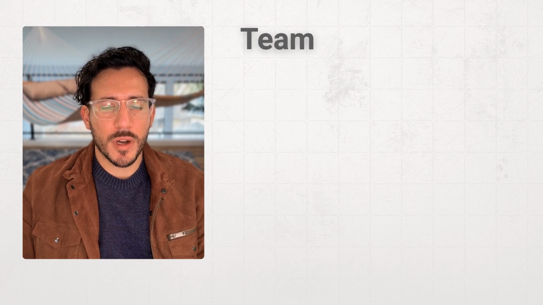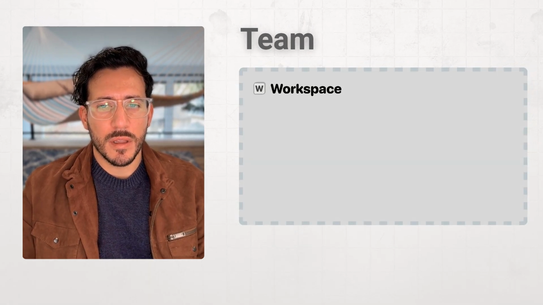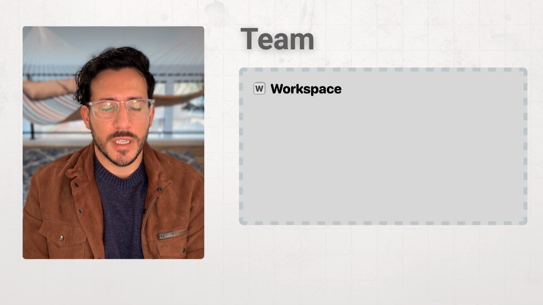So to recap, here's an overview of how Motion is organized. In the top layer, you have your team. This is the main unit of organization in Motion. Then under your team, work is organized into workspaces. Think of workspaces as departments within your team.